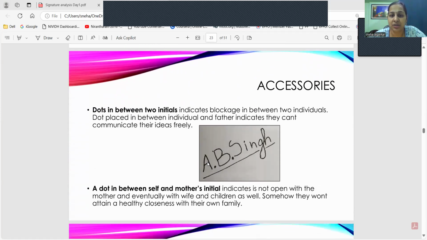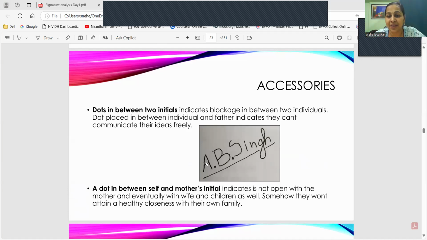A dot between two initials indicates a blockage between two individuals. Blockage is that invisible wall which is present, which is of no use. A dot placed between the individual and the father's initial shows that they cannot communicate their ideas freely, right? A dot between self and the mother's initial indicates they are not open with their mother, and eventually with their wife and children as well. Somehow they won't attain a healthy closeness with their own family.